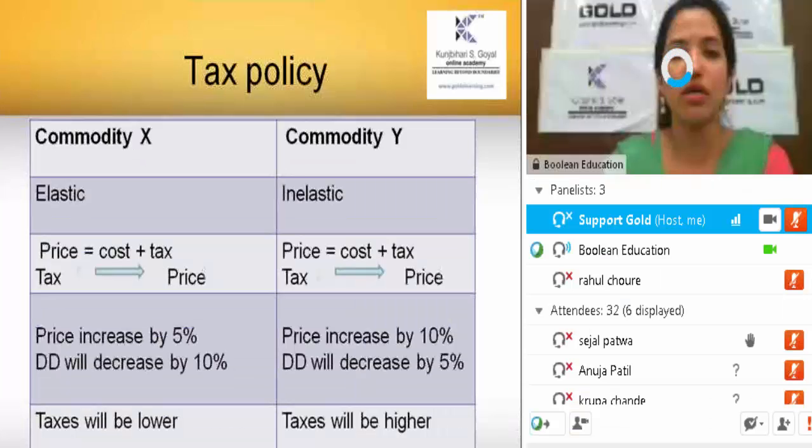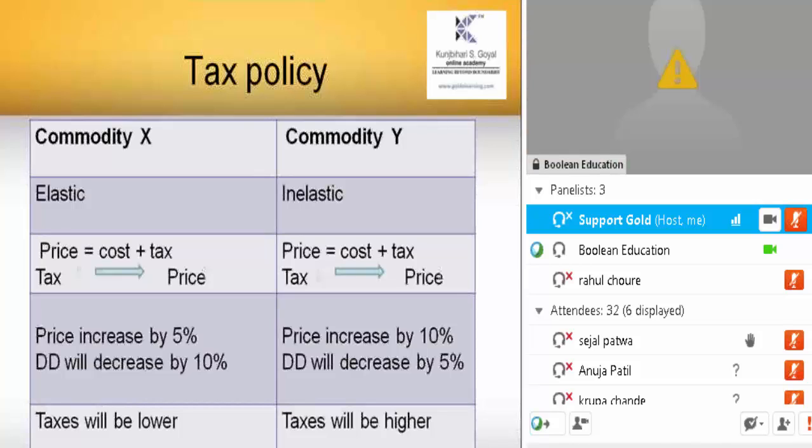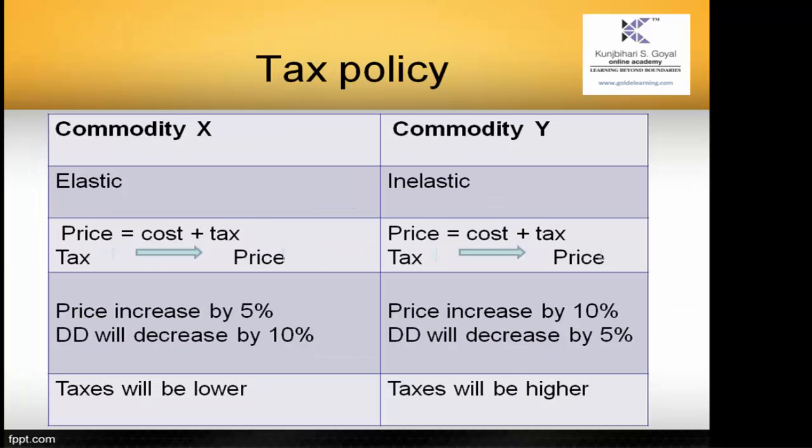Second one, tax policy. Now businessmen, along with businessmen, government will also use tax elasticity of demand to determine कितना tax rate होना चाहिए, right? So there are basically two commodities again here, commodity X and commodity Y. Commodity X is elastic, commodity Y is inelastic, right? Let's say commodity X is chocolate and commodity Y again let's take cigarette.